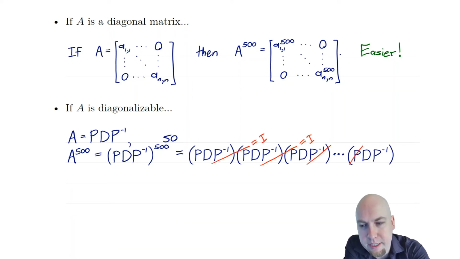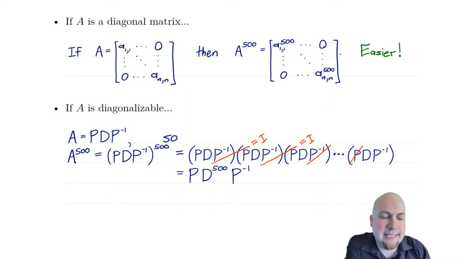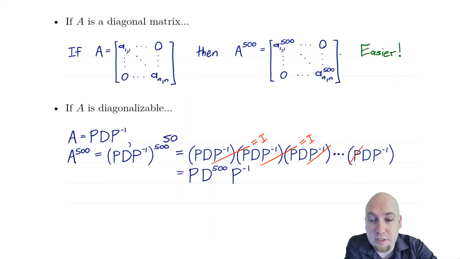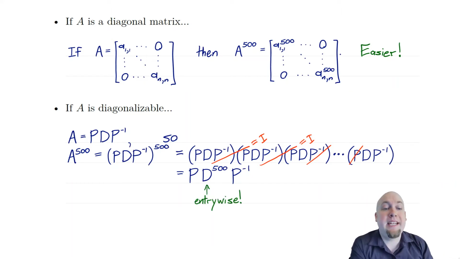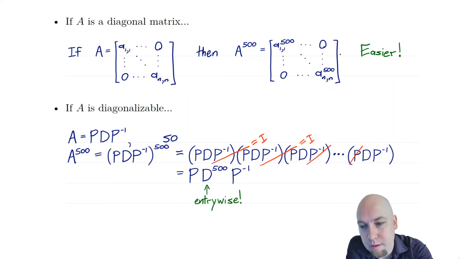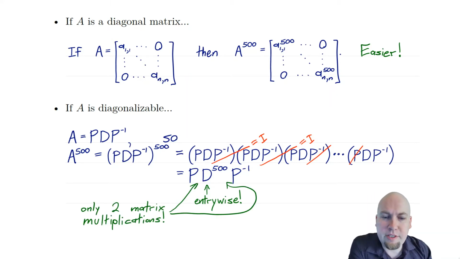So when you simplify that down, what you actually get is P times D to the power 500 times P inverse. That's really nice because D is diagonal, so you can compute D to the power 500 entry-wise, just like we did before. You just take the 500th power of each of those diagonal entries. And then after that, all you've got to do is two matrix multiplications.